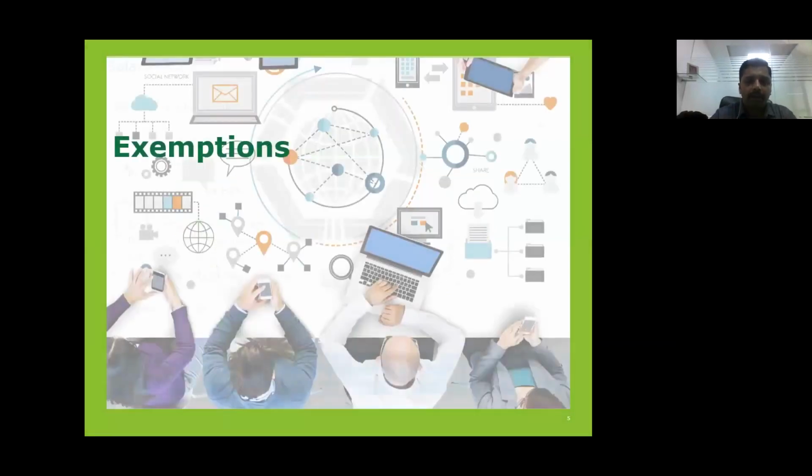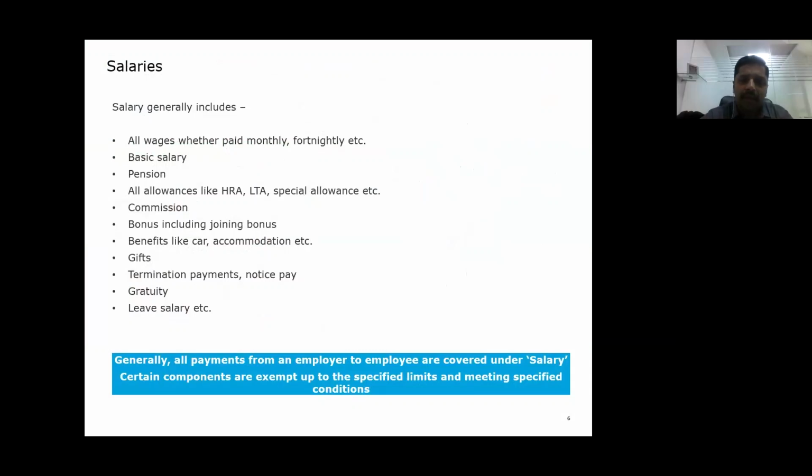Now let us see what the exemptions are. There are several exemptions, but I'm going to touch upon the significant or common exemptions which every employer would come across.